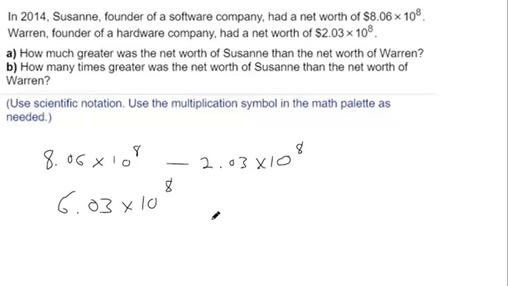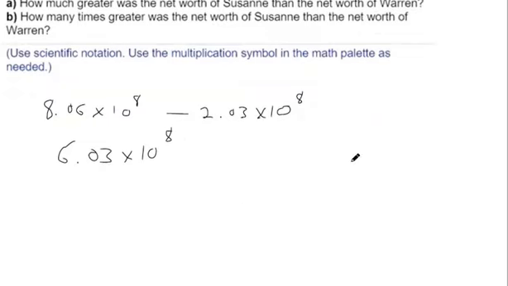So that's part A. For part B, how many times greater was the net worth of Suzanne than Warren? So this one's different. It says how many times greater is this than another. So if you have 8 apples and your friend has 2 apples, and the question is how many times greater are your number of apples, then you just divide these two to figure out the number that you've got to multiply. You have 4 times as many apples as your friend over here.